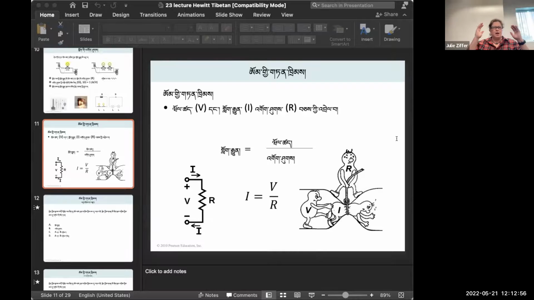Now, how many electrons I can get to go through, I'll use this wire instead. How many electrons I can get to travel through this wire depends on two things. It depends on how hard I push it, and it depends on how much the wire is resisting it.